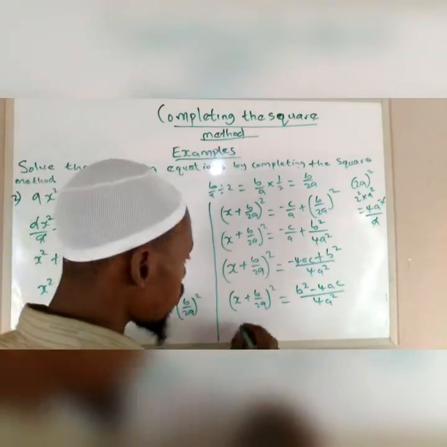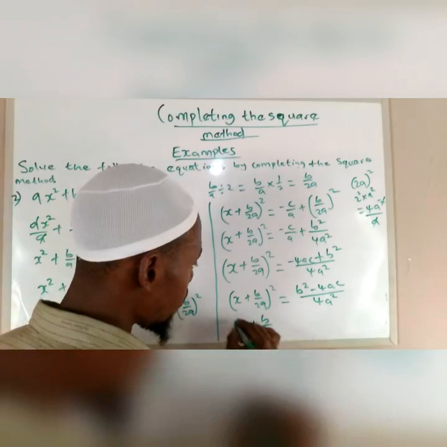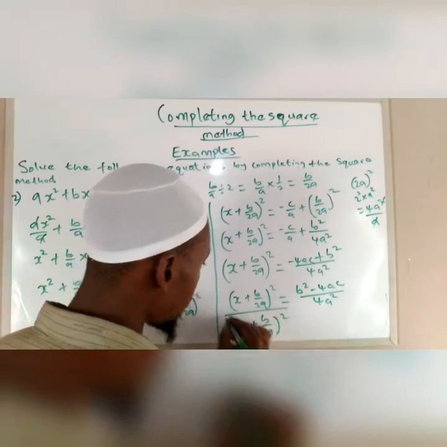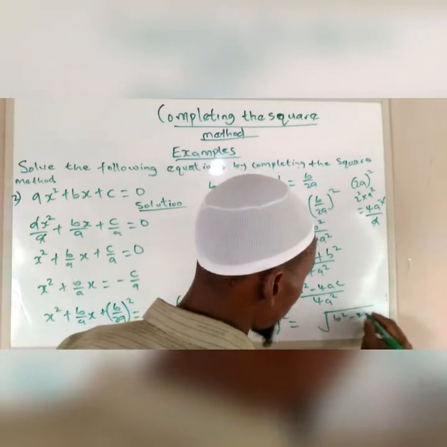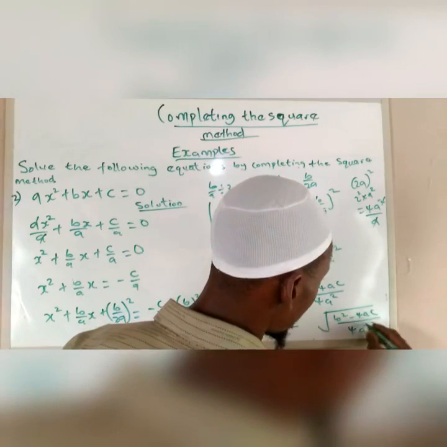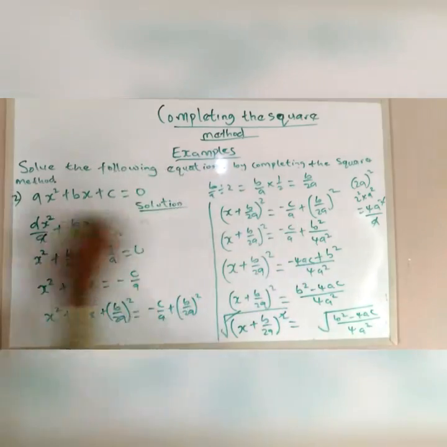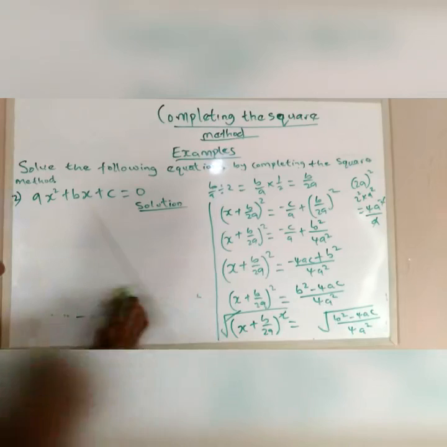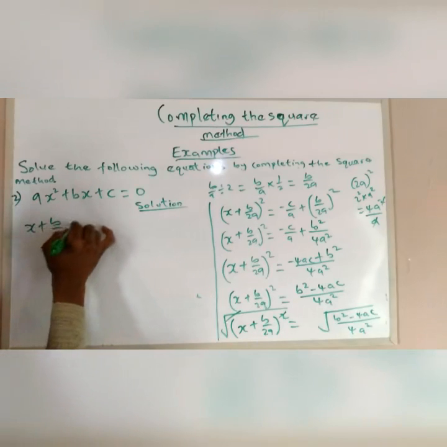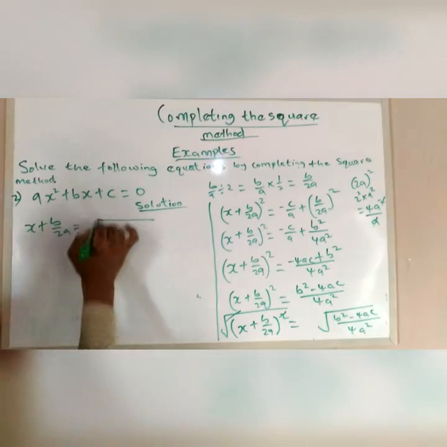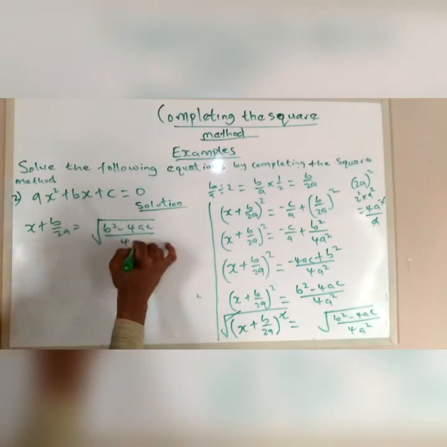So we have here x plus b over 2a squared. You take the square root of both sides to be equal to the square root of b squared minus 4ac all divided by 4a squared. So the square here, we cancel the root. I will be left with x plus b over 2a to be equal to the root of b squared minus 4ac divided by 4a squared.